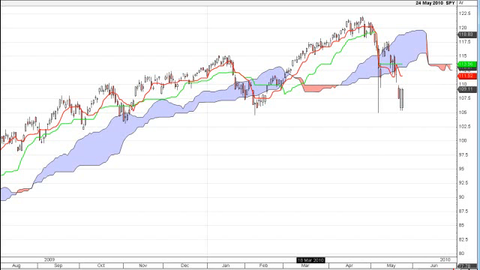Okay, this is your Ichimoku Cloud update for Monday, May the 24th. And here what we're looking at is the S&P 500 index. This is a daily chart going all the way back to the beginning of August. And here we are, May the 24th. As you can see over here on the right hand side with the mouse, we've broken the cloud.